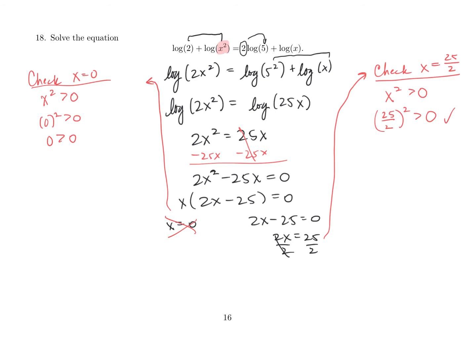That's not a variable. I don't have to check that. Then I see x. So I need to make sure that x is greater than 0 when I plug in my supposed solution. 25 over 2 is in fact greater than 0, so that is a valid solution. So the only answer that we have for this problem, because it's the only one that checked, is 25 over 2.